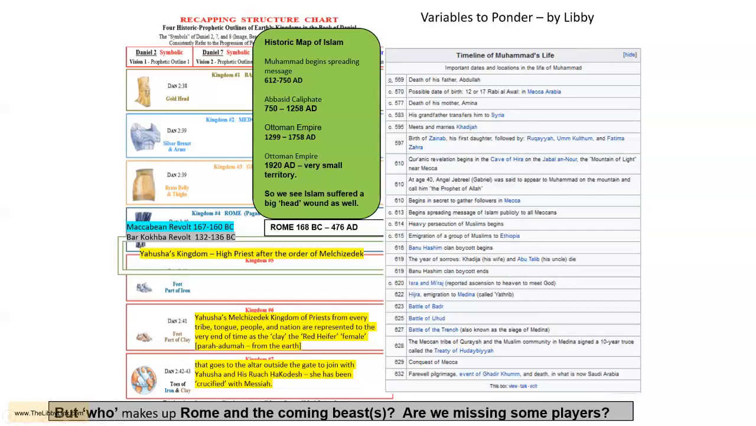But we do see these various caliphates. Bring it to 1258, the Abbasid Caliphate, and then the Ottoman Empire, and then I showed y'all how in 1920 it was very small. So we see Islam also suffered a big head wound as well. We've already seen how Catholicism, the papal supremacy #1, suffered a head wound. So we see different people with different points of view will mention things like this.